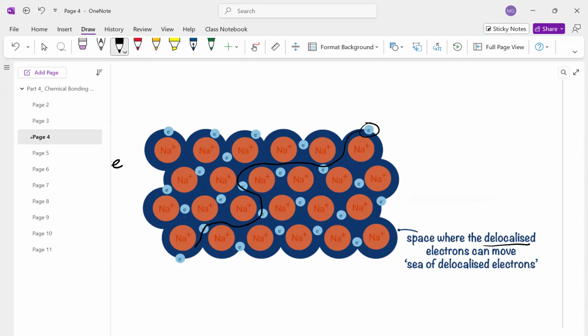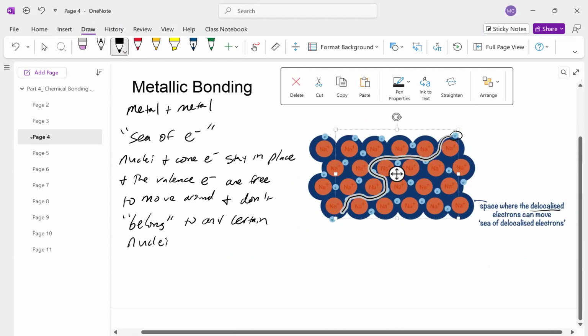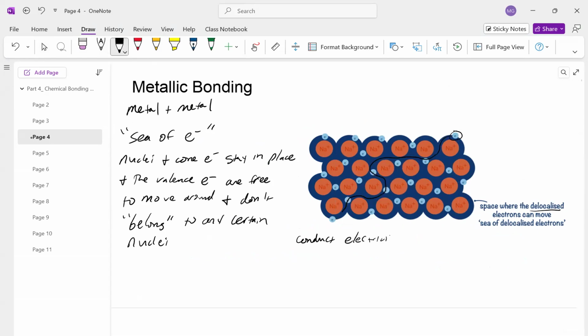Now, if you think about that for a second, that gives metals one of their most notable properties, and that's the ability to conduct electricity. Why are metals so great at conducting electricity? Well, it's because they can allow electrons to move around very freely. And that's what electricity is, just moving electrons.